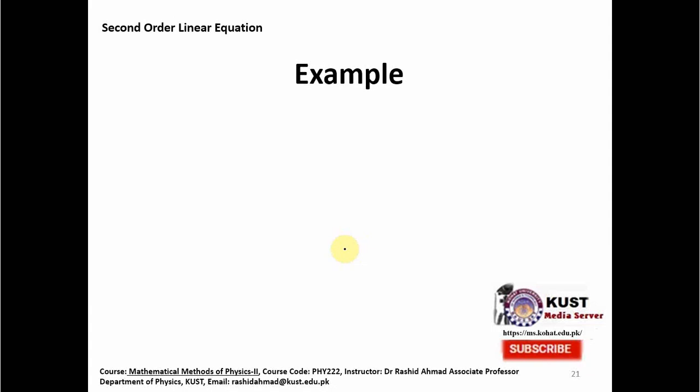So after discussing in the second part of the lecture the types of the solutions, you have seen that we could have three types of the solutions: real and equal, real and unequal, and complex. And we have most general solutions for all of them.